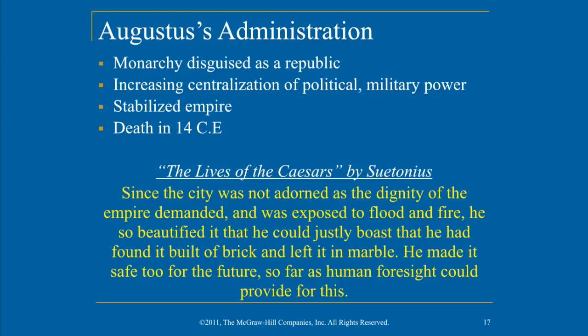He says he's going to restore the republic. His father had tried to help the republic, and the senators killed him, so he's going to set the republic back up again. But in reality, he just makes himself, similarly like his father, a dictator. And it's basically a monarchy.